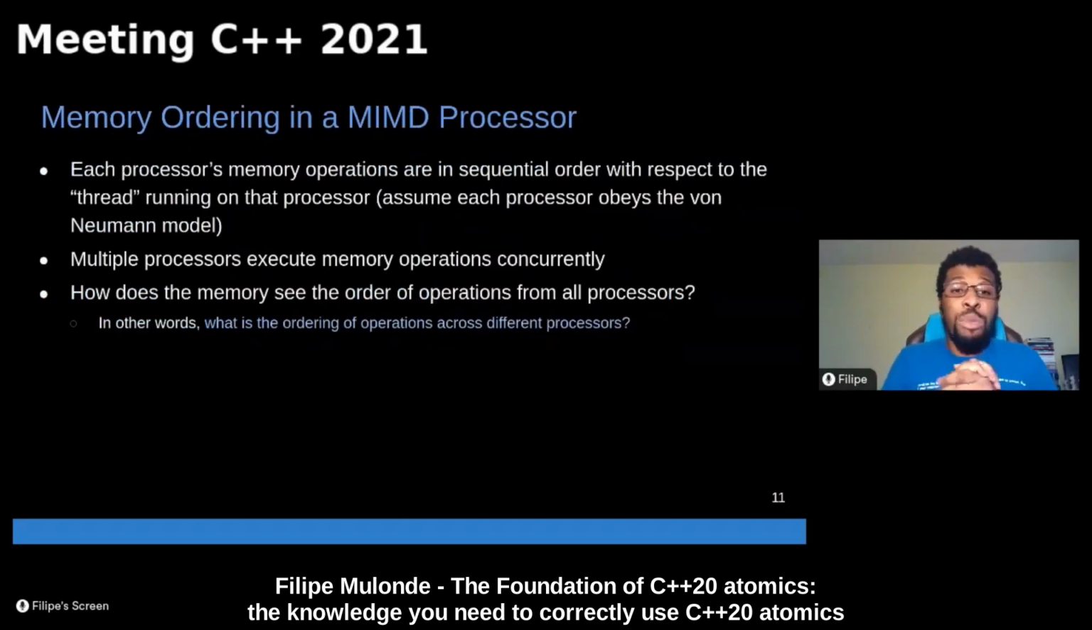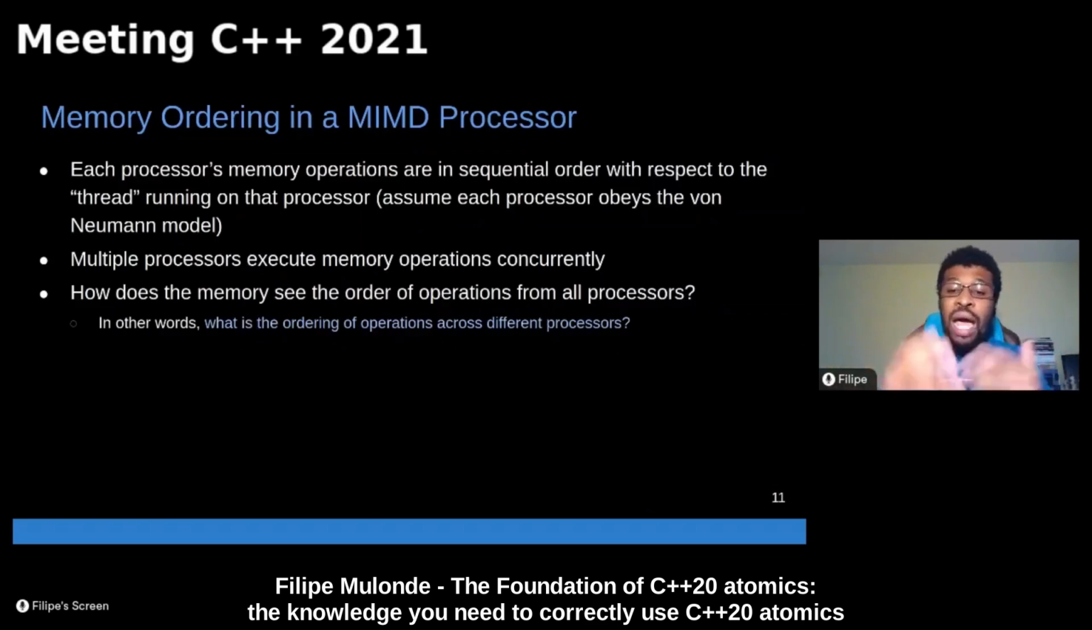Now let's talk about memory ordering in a MIMD processor. It's a multiple instruction and multiple data processor. Here, each processor's memory operations are in sequential order with respect to the thread running on that processor. And we assume that each processor obeys the Von Neumann model. And what I mean by Von Neumann model here is that the architecture state is updated in the program order specified by the programmer, right?